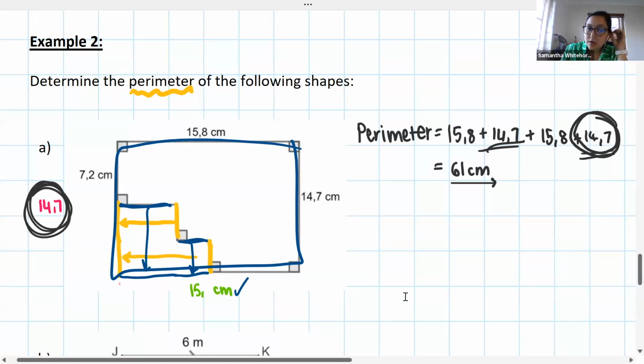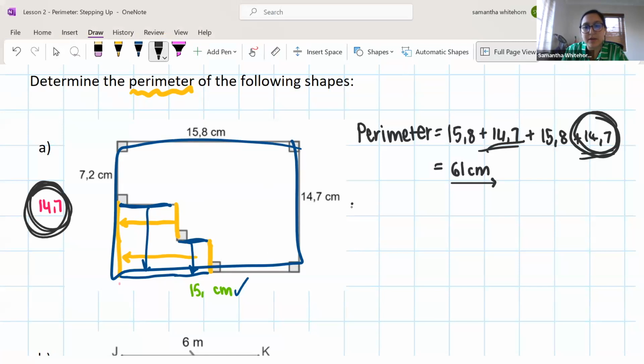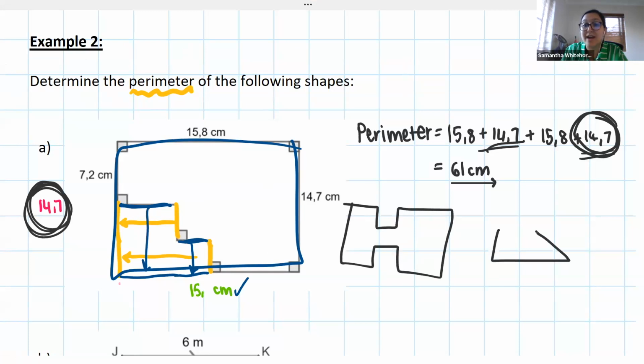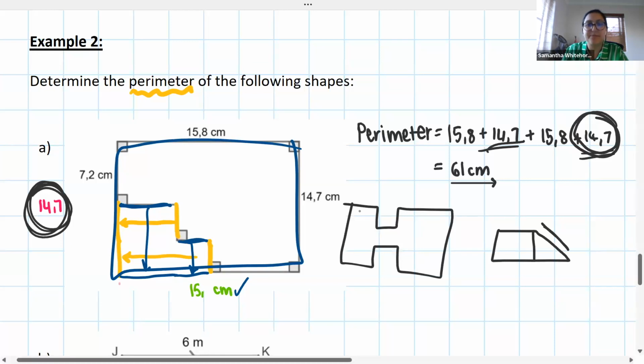Ma'am, now when do we know when we have to minus the lengths? Okay, again, it depends on what information we've given you. It would be more a case of something like an H shape where it indents in and we can't necessarily work out certain lengths, or potentially something where there's a triangular side and then you would have to maybe use Pythagoras to work out the missing slant length. Yes, I see. Thank you, ma'am. Okay. Good, guys. Good questions.